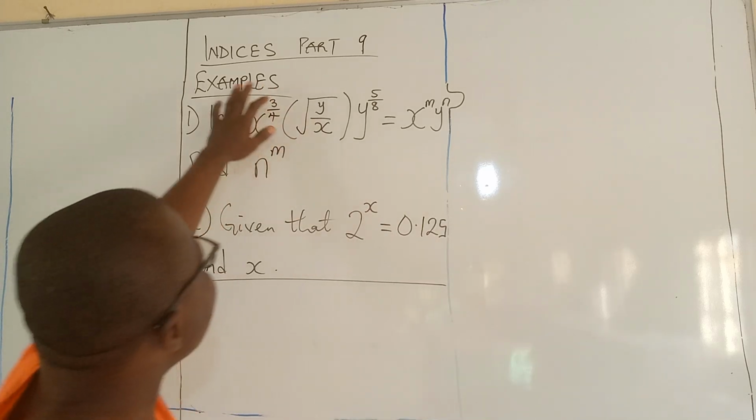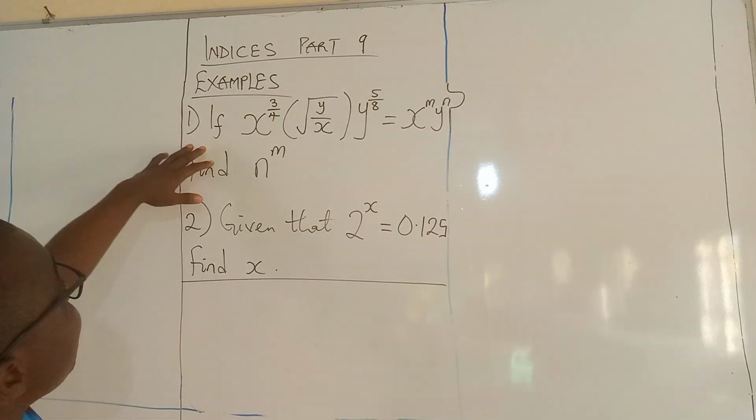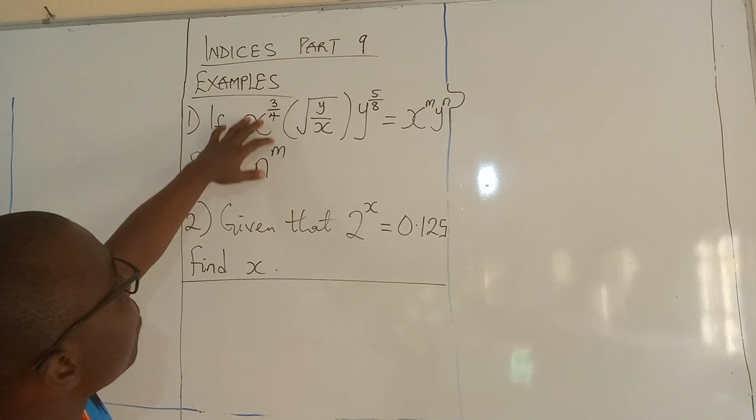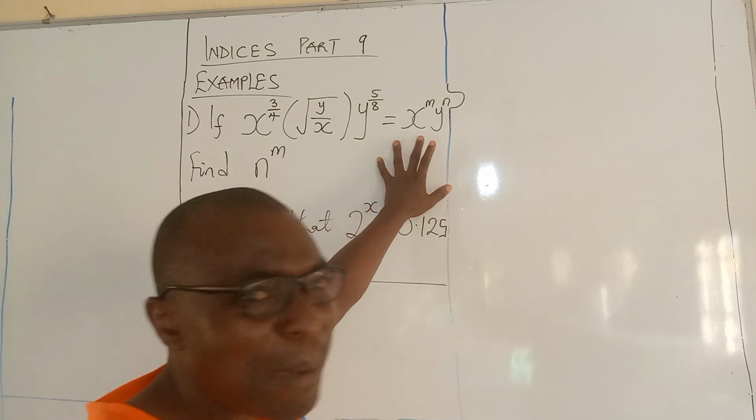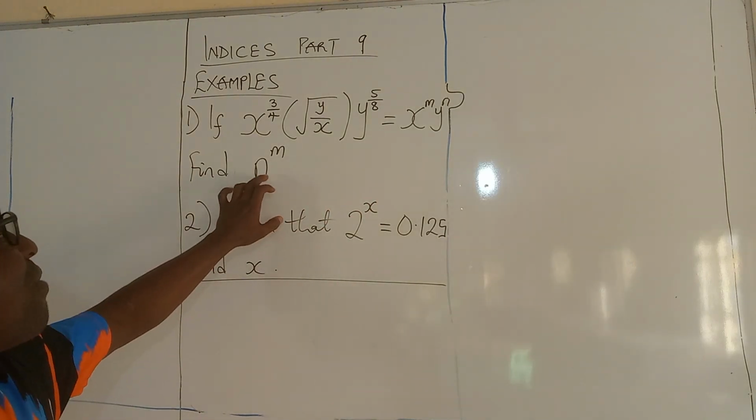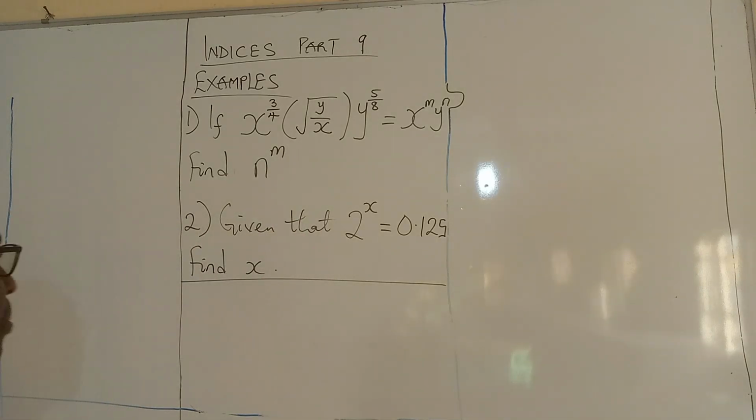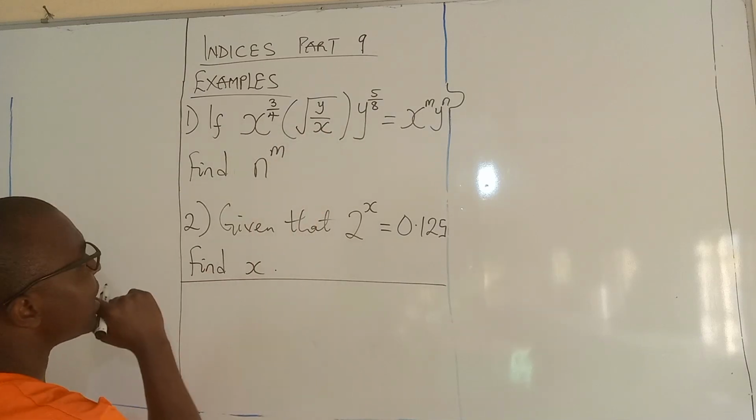So, indices part 9, we have two examples on the board. The first one is, if x raised to the power of 3 over 4 times the square root of y over x times y raised to the power of 5 over 8 is equal to x raised to the power m times y raised to the power n. Find the value of n raised to the power m. So I'll go straight by solving.